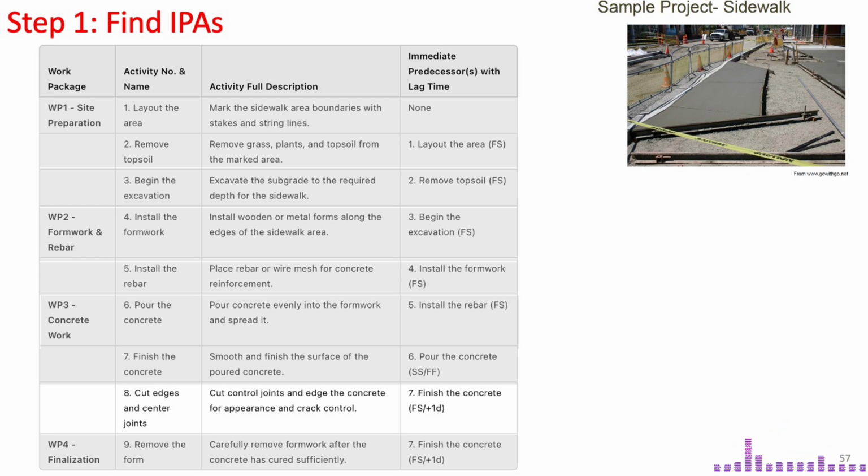Cutting can only start after the concrete finish is complete and must wait for some curing. So, activity 7 is the immediate predecessor, connected with FS logic and a 1-day lag to allow proper setting. Finally, activity 9, remove the formwork.